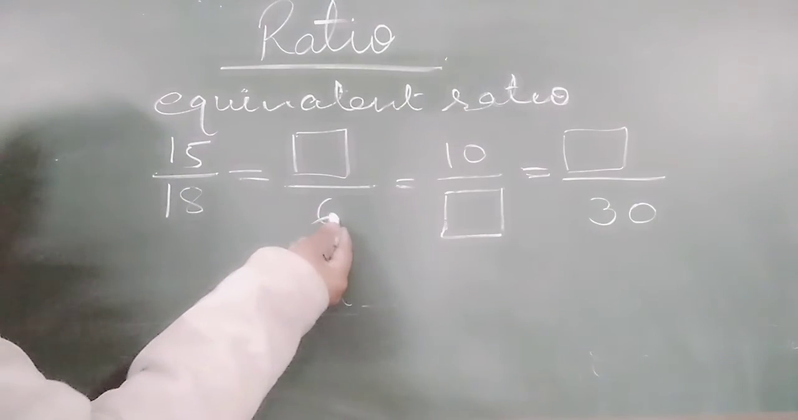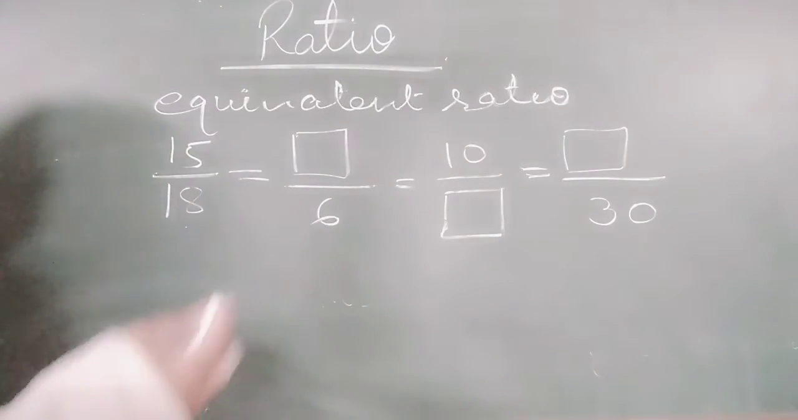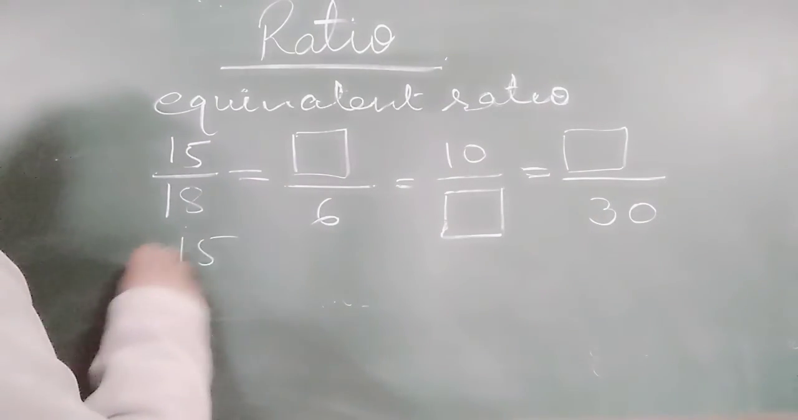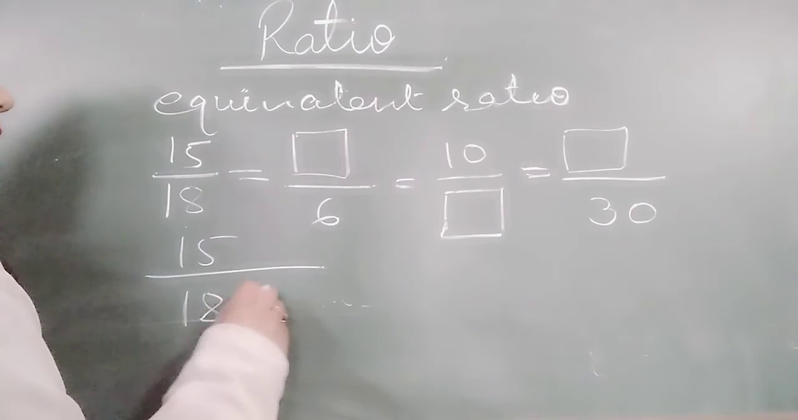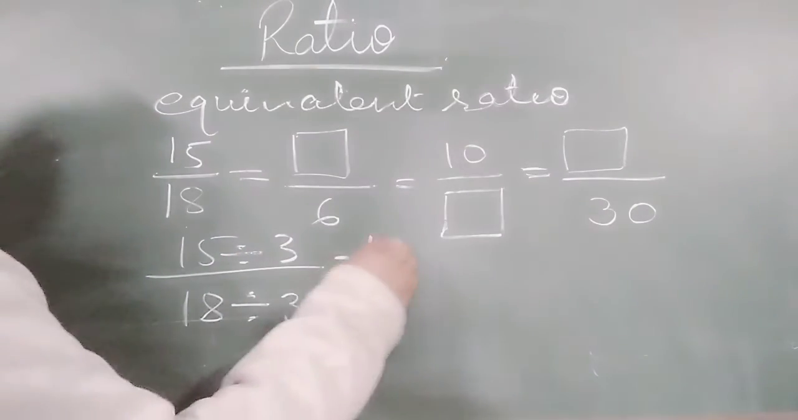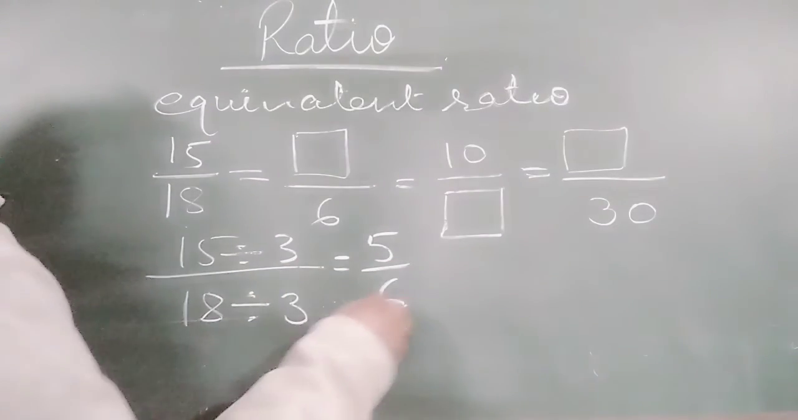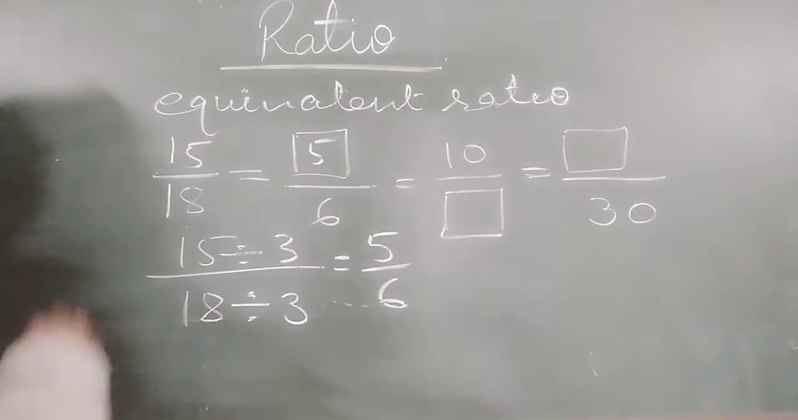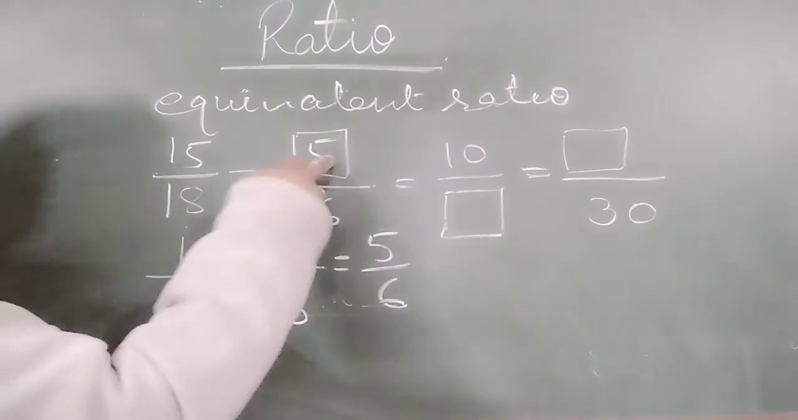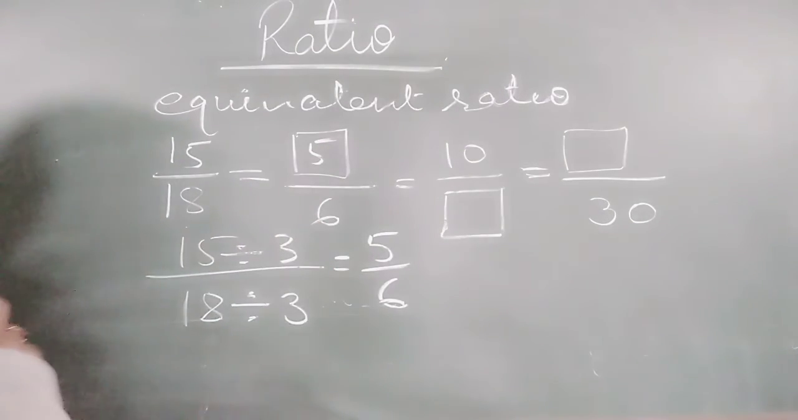So first we'll find out how many times 18 comes in the table of 6: 3 times. Then we will divide both numerator and denominator by 3. Then what we will get, 15 divided by 3 is 5 and 18 divided by 3 is 6. So our missing number is 5. So 5 upon 6 and 15 upon 18 both are equivalent ratios.